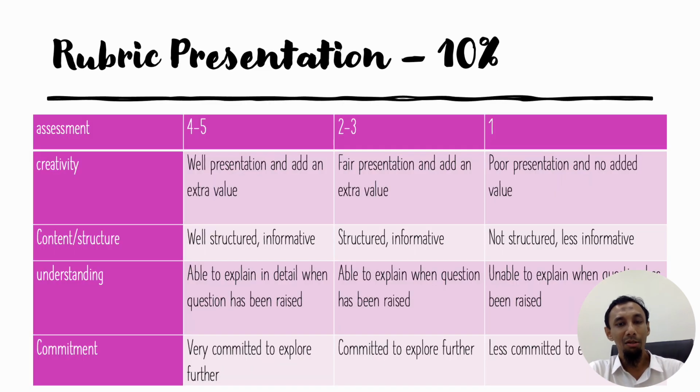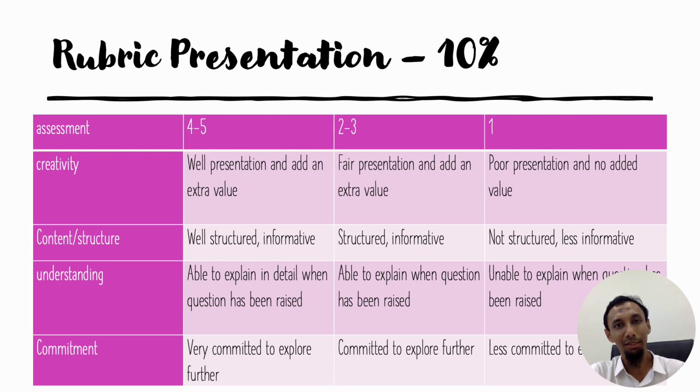Alright. Of course, for every assessment that we conduct, we have a rubric. These are the rubrics, and you can refer to them. First, on the presentation, we look at 4 aspects here. We have creativity, content structure, understanding, and commitment. For creativity, 4 to 5 is a presentation that adds extra value, and then 2 to 3 is a fair presentation that adds some value. If 1, it is a very poor presentation and no added value.